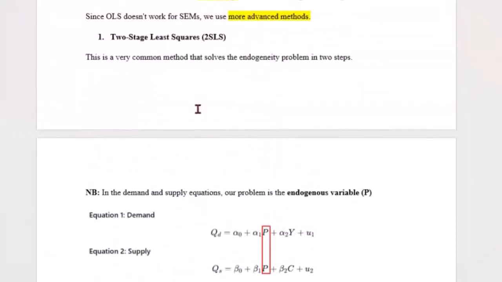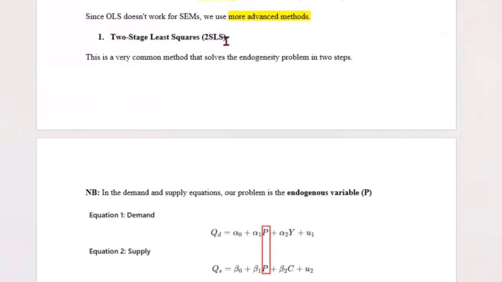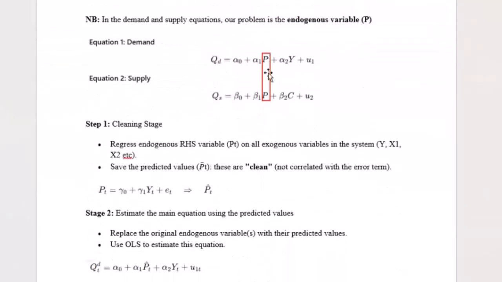To solve that problem, we use either two-stage or at least three-stage least square. And we have said that we concentrate on the two-stage least square technique. So to solve the endogeneity problem, we have to deal with this endogenous variable. That's why I have put it in red like this. We have to deal with it.